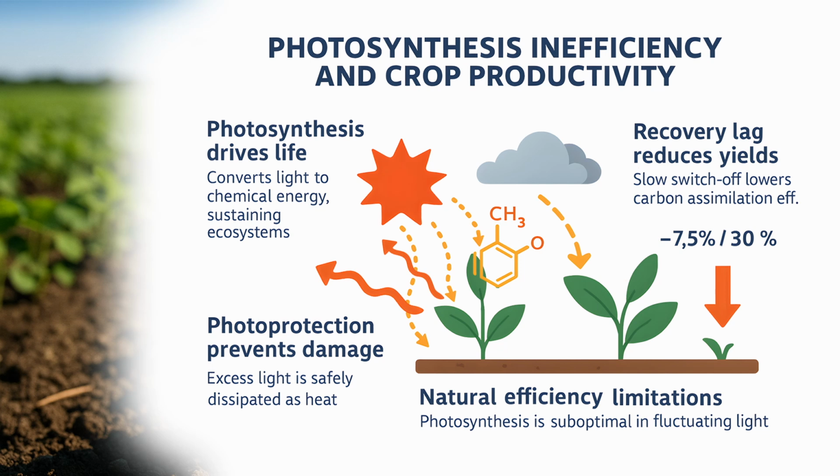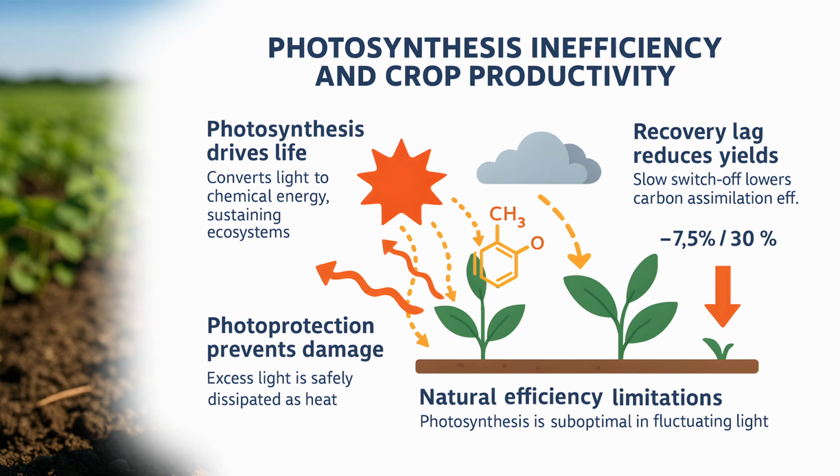Such advances are crucial, as current yield trends fall short of the gains needed to ensure global food security in the coming decades. In the dynamic light environments of agricultural fields, leaves are frequently exposed to rapid shifts between high and low light caused by moving clouds and the shading effects of neighboring foliage.